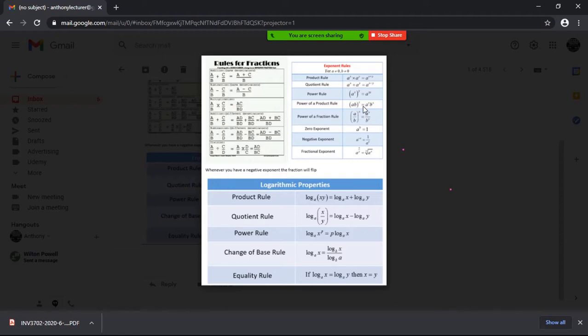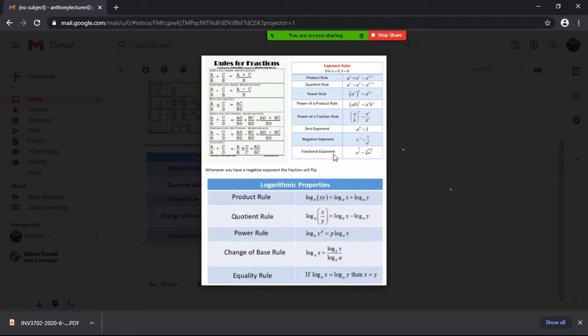Okay, so you'll have a to the x, b to the x. That's correct. Exponent 0 equals 1. That's correct. The negative exponent, see there it is. When you have a to the minus x, it's the same as 1 over a to the x. You make it positive by putting it in the denominator.